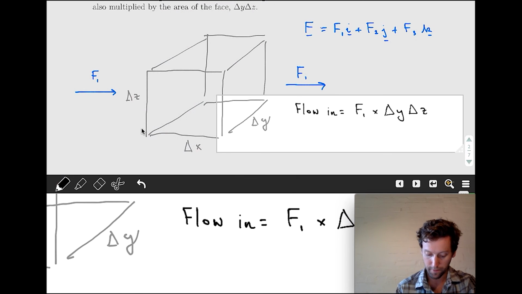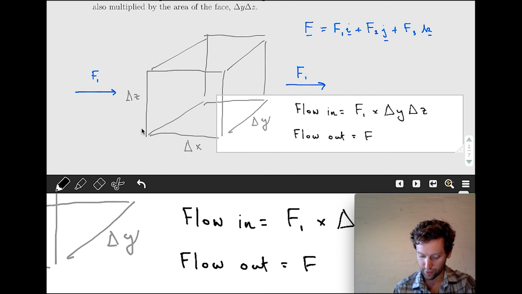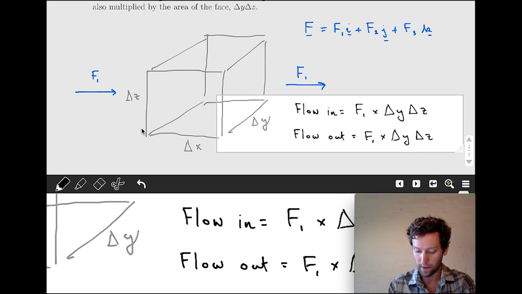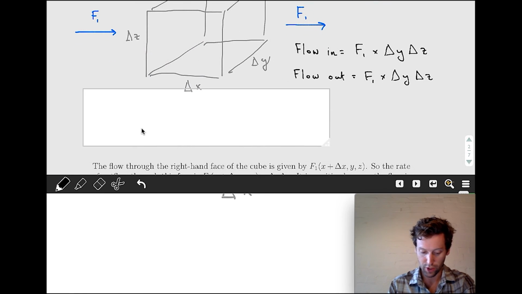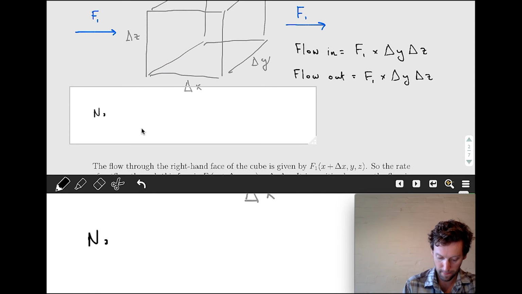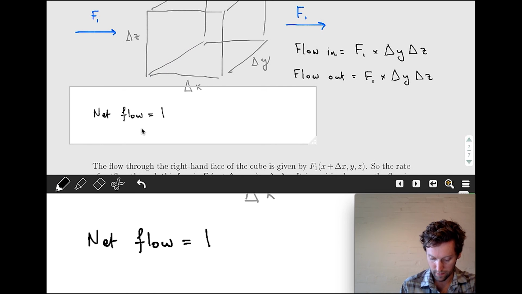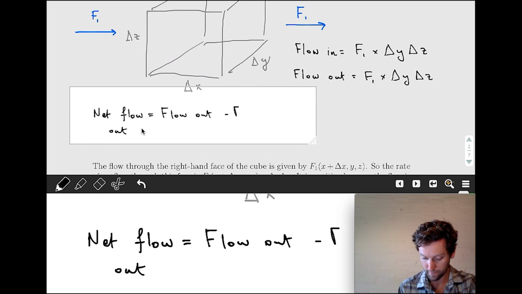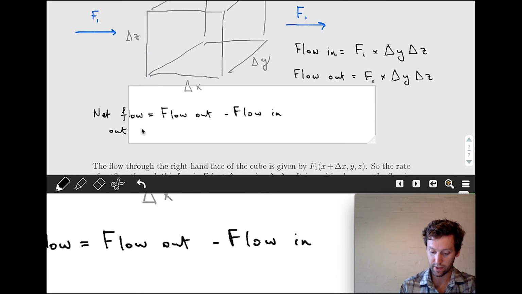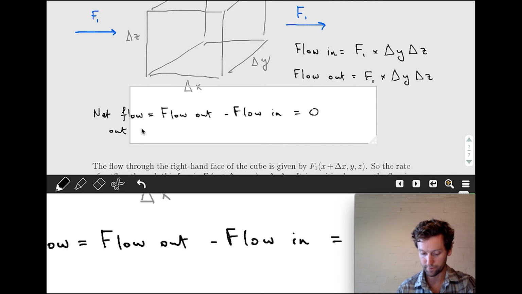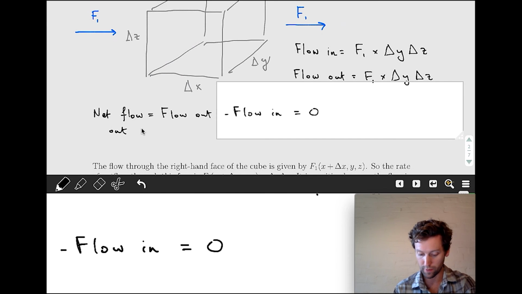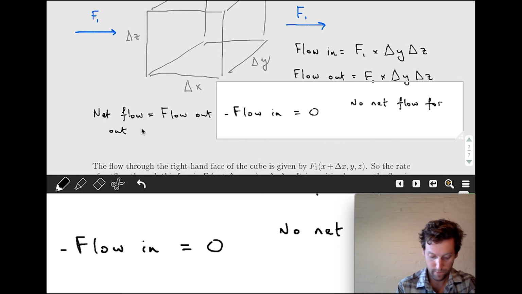What about the flow out? That will be given by also f1 times the area. So I'm assuming that the rate of flow hasn't changed, it's just a nice smooth flow. It's not changing very much. And of course the area of my cube hasn't changed. So what's the net flow? Net flow out will be flow out minus flow in. So in this case, since these two things are actually the same, it's going to be equal to 0. We have no net flow for a smooth or a constant flow. No net flow out.